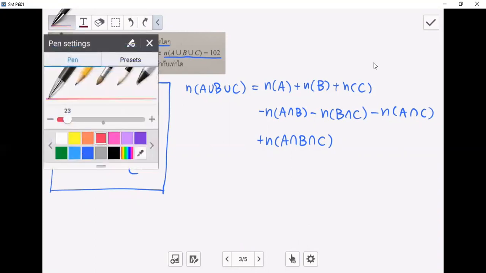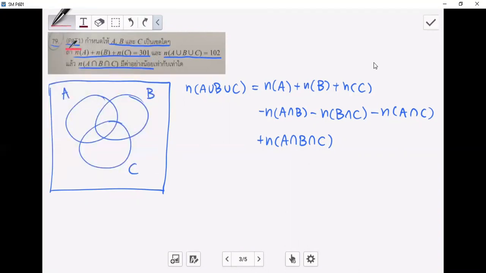I'm going to change to that red color. This one, 301, in A plus B plus C, this group is 301. This group, the union, is 102. And then it asks for the minimum of this one. So that one will be our X because we don't know what it is yet. So let it be X.